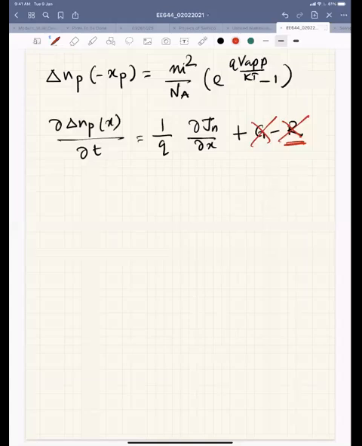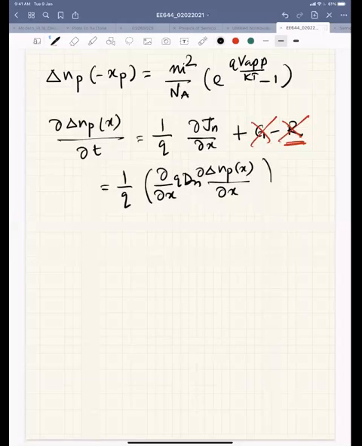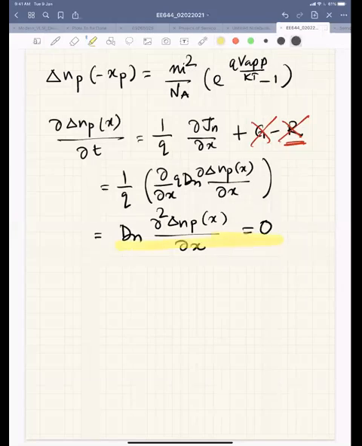So my equation is 1 by q, del by del x, and this should be the diffusion term, so this is q Dn del delta np(x) by del x. So this is nothing but Dn del square np(x) by del x square, right? This is 0 because in the steady state condition this will be 0. So this is my equation.